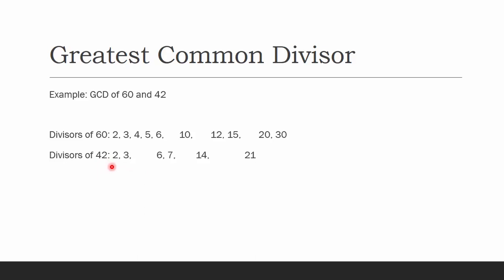So we should realize that a few of the numbers in these two lists appear in both of them. For example, 2 appeared in both, 3 appeared in both, and also 6. So the largest among these three, which is 6, is the GCD. So this is GCD by definition.